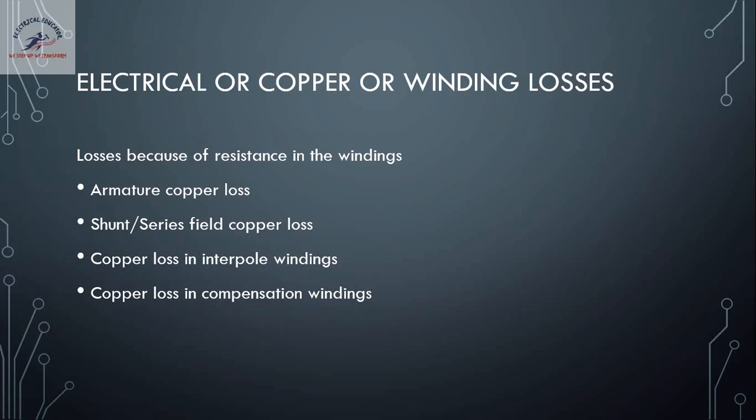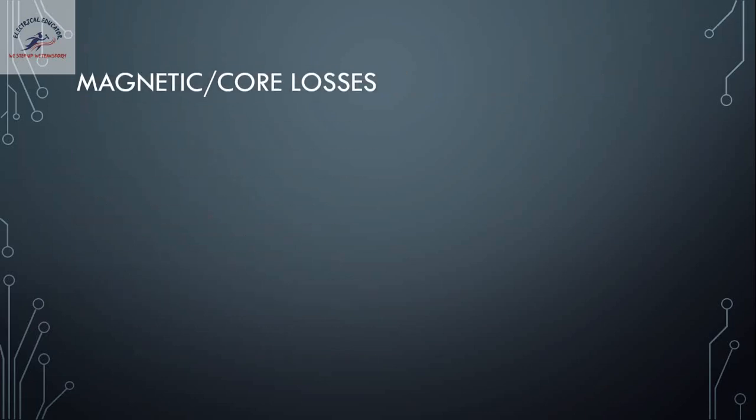So next, magnetic or core losses. These are the losses that occur in the magnetic path, and the magnetic path is called the core of a machine. So it is also called core losses. In most machines, the magnetic path is made of steel or iron, so a familiar term used for this is also iron loss.